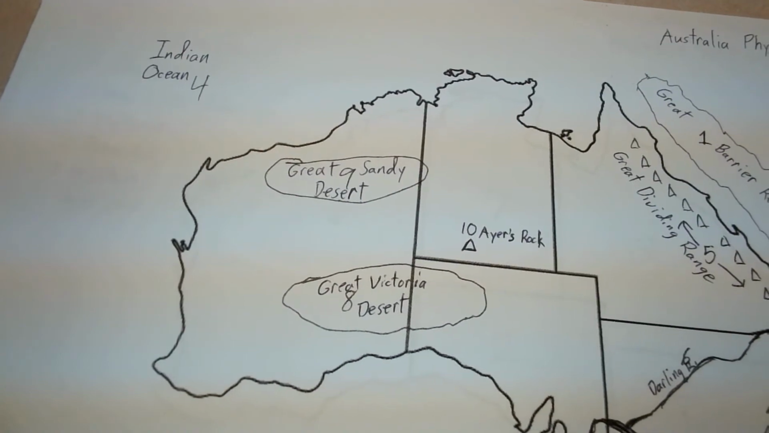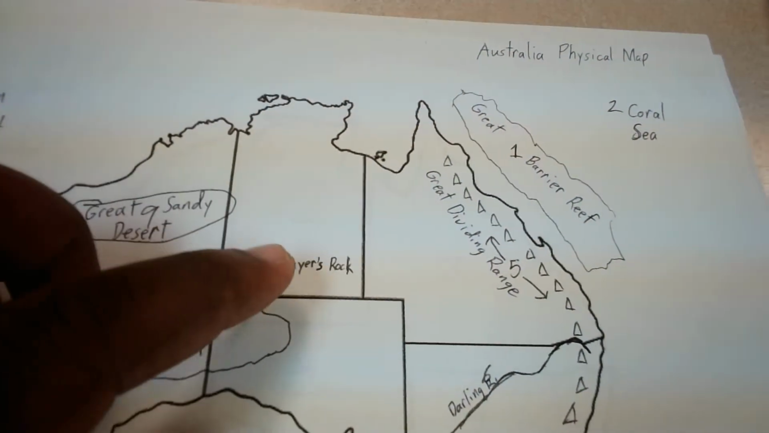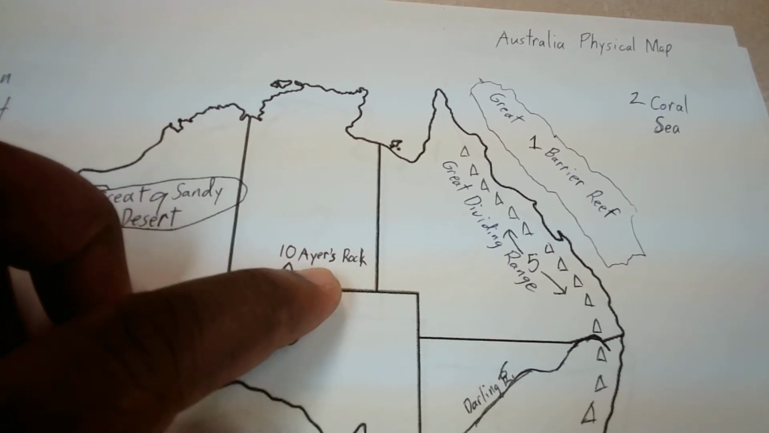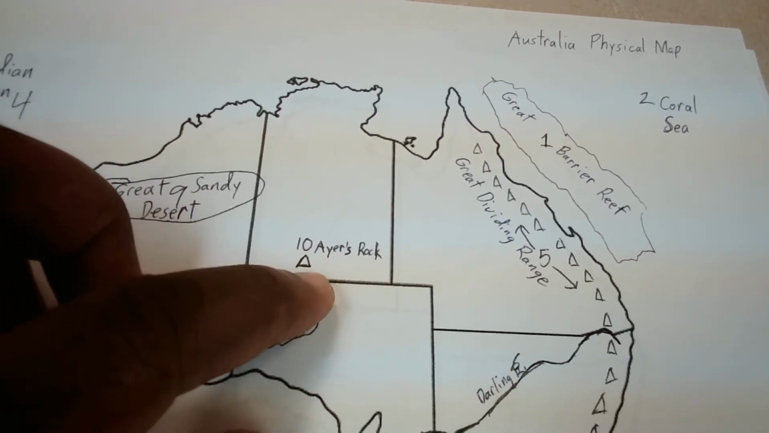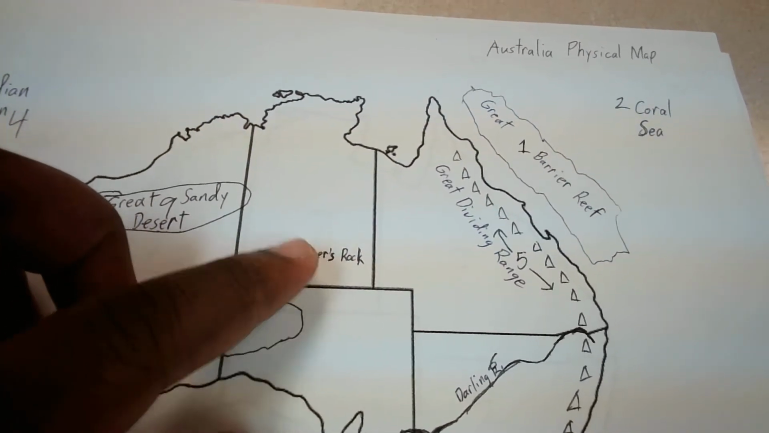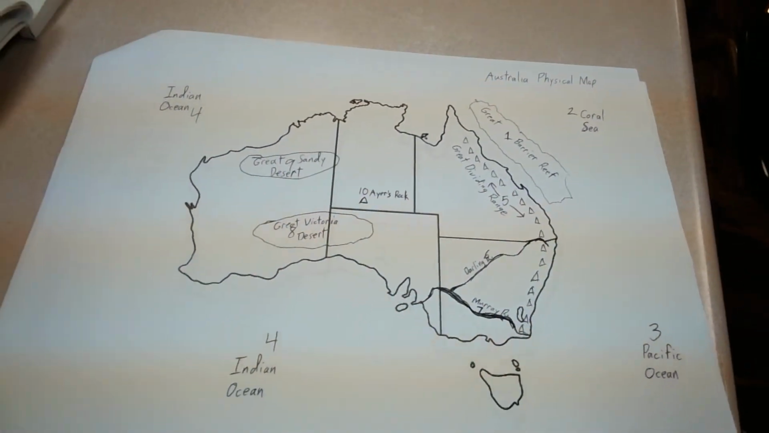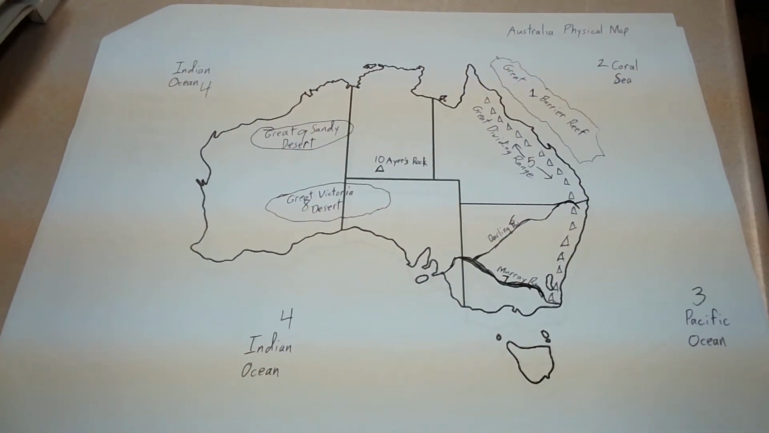You've got the Great Victorian Desert, and you also have the Great Sandy Desert. If you notice, Ayers Rock, the Aborigines call it Uluru, U-L-U-R-U, and notice the U's there, Uluru, but Ayers Rock is going to be right around this area as well. So those are the physical features that you're going to need to know.